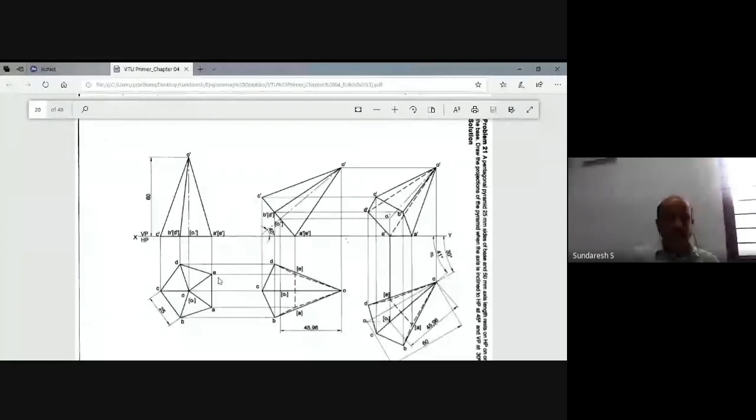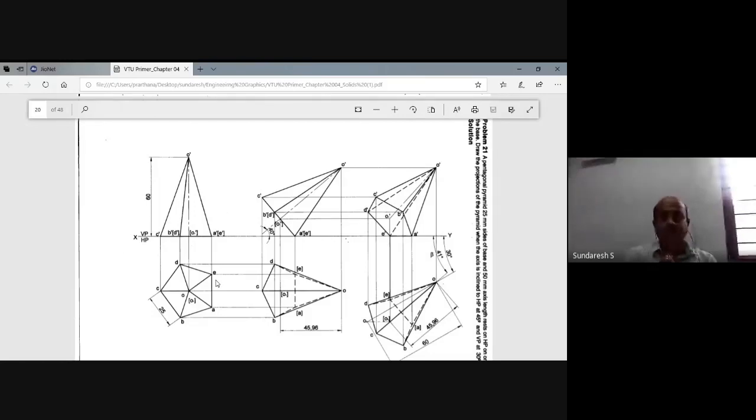Once you complete the regular pentagon of 25 millimeters, as I told you in the last class, when you observe a pentagon resting on HP and view it from the top, you can see the slant edges. The pyramid is made of triangular faces. These triangular faces arise from each side of the base, and they meet at a common point, which we call the apex of the pyramid.